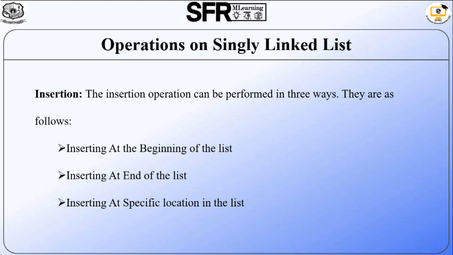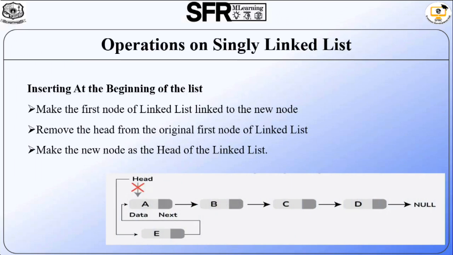We can insert a new node at the beginning of the list, at the end of the list, or at a specific location. So there are three ways to add a new node in the singly linked list. The first concept is adding the node at the beginning of the list. How can we add it? We have a procedure. We have a singly linked list with the elements A, B, C, D. 4 elements are already present.